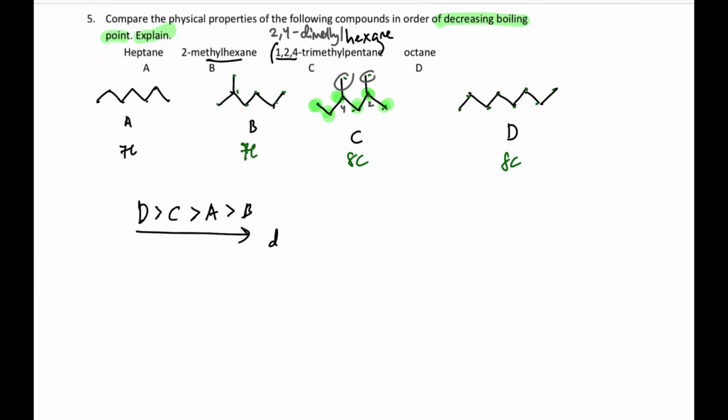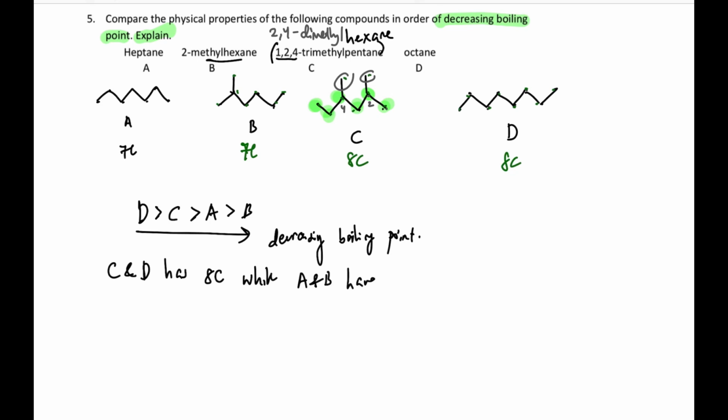Okay, decreasing boiling point. Now the question is, explain kenapa begitu. Jadi C and D has 8 carbons, while A and B have 7 carbons.